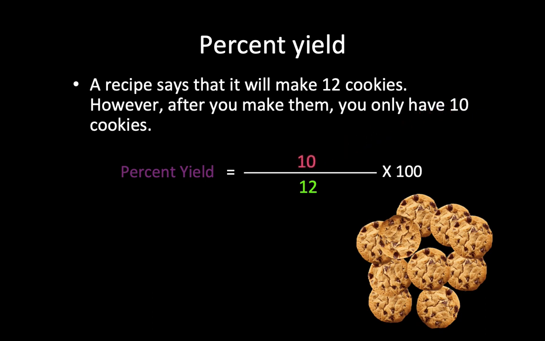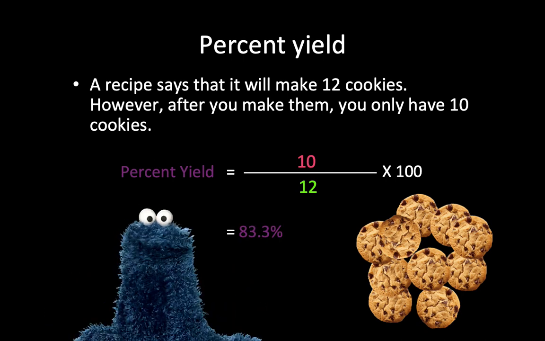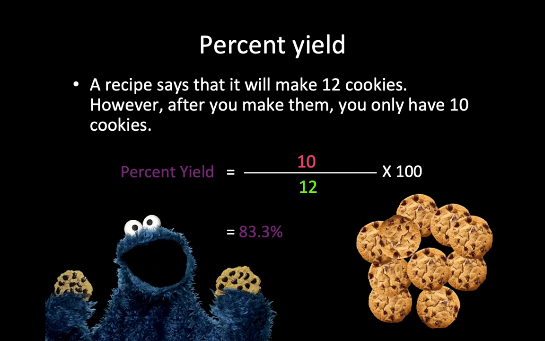So 10 divided by 12 times 100 is equal to 83.3%. That means that we didn't get a perfect experiment. If we were perfect, we would have gotten 12 cookies, which would have been our expected. That would have been 100% yield. Instead, we got less than that. We got 83.3%, which isn't bad, but it's not perfect. Keep in mind that perfection is something that rarely happens in science.